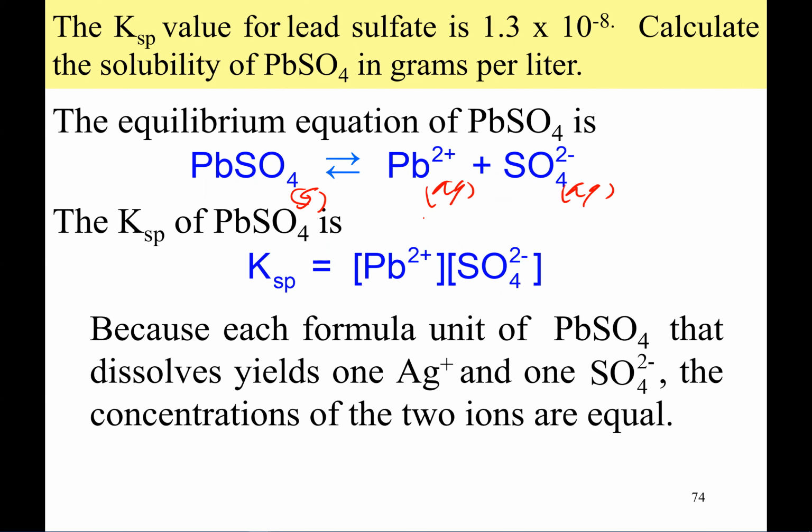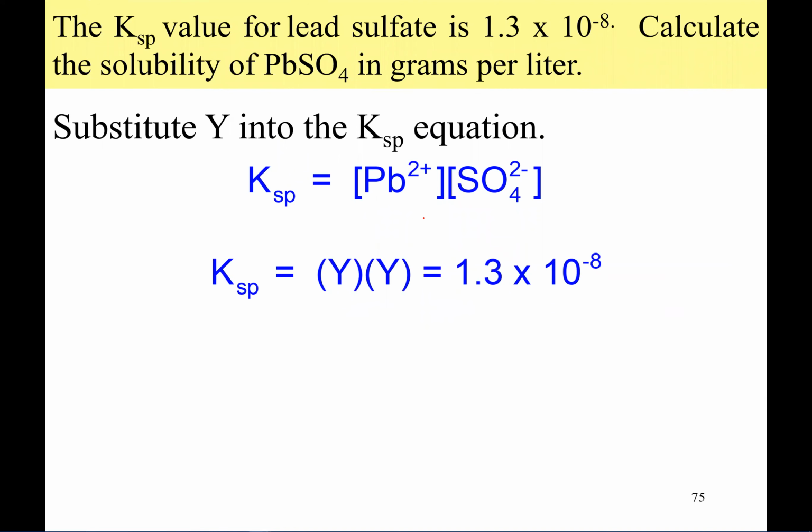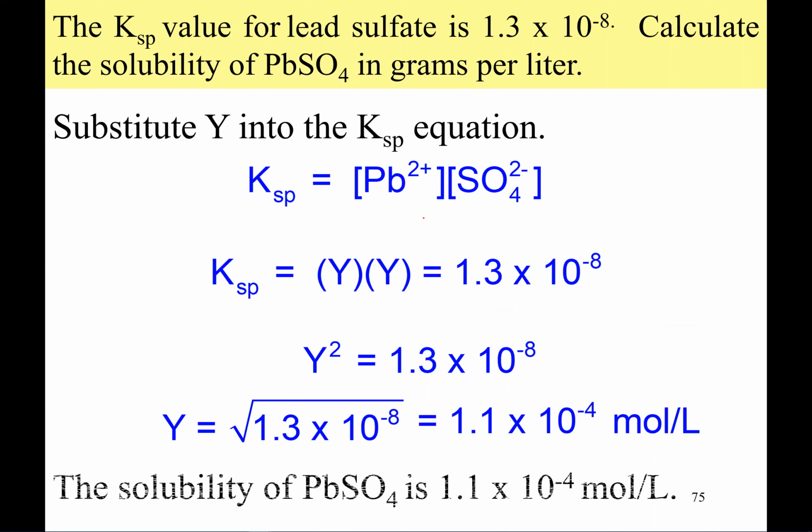You have two of the ions are equal, so you let Y equal that, substitute Y into it. Y squared is 1.3 times 10 to the minus 8. Take the square root of that. That gives you the solubility of lead sulfate in grams per liter. And that's kind of what you did with this week's lab, where, with the demo, they're showing the barium sulfate come out in the precipitation.